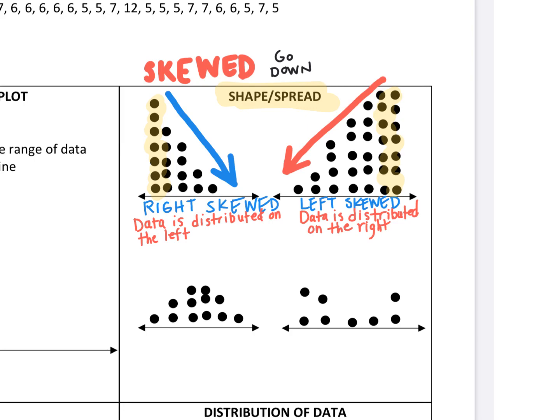Our next one looks like it's going down on both sides. Well, that's on purpose. When you see something that almost looks like a triangle where it's going down pretty evenly on both sides, there's a name for that also. And this particular name is symmetrical. Symmetrical. So let's write this out. It's symmetrical.